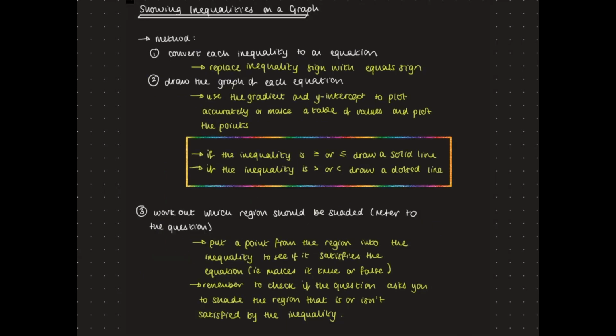If we're sketching inequalities on a graph, we're going to follow this method. The first thing we're going to do is convert each inequality to an equation, so replace the inequality sign with an equal sign. Then we're going to draw the graph of each equation, making use of the gradient and the y-intercept given in the inequality. If the inequality is a greater than or equal to, or less than or equal to, we're going to draw a solid line. Otherwise, we'll draw a dotted line.